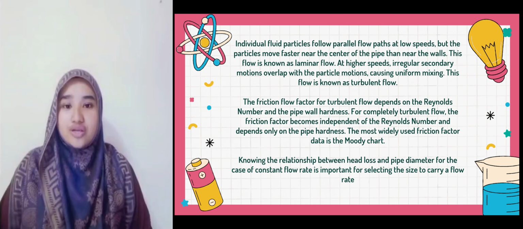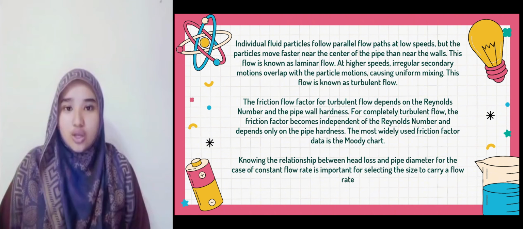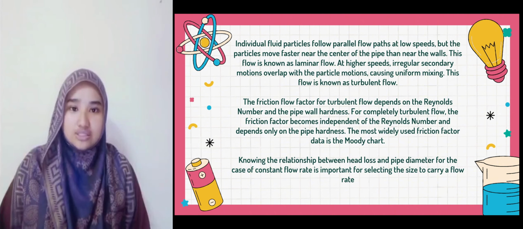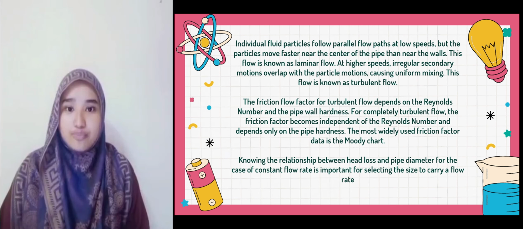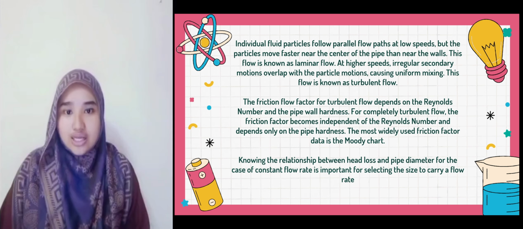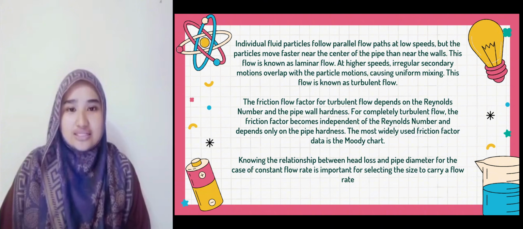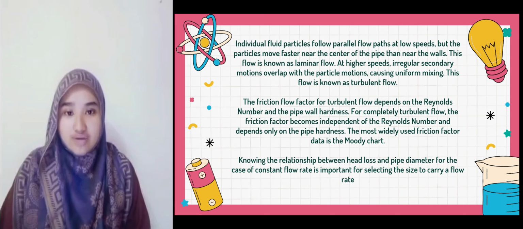Laminar flow occurs when fluid moves in smooth parallel layers with faster motion at the center of the pipe. At higher speed, turbulent flow arises where chaotic motion enhances mixing. In turbulent flow, the friction factor depends on Reynolds number and pipe roughness, but for fully turbulent flow, it only depends on roughness. The Moody chart is commonly used to determine the friction factor. Understanding how head loss relates to pipe diameter at a constant flow rate is essential for selecting the right pipe size.